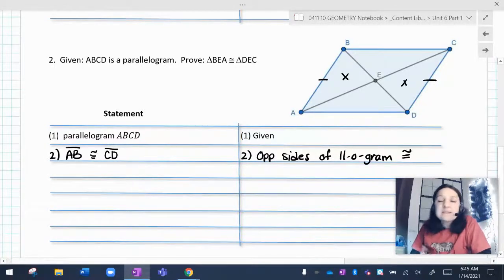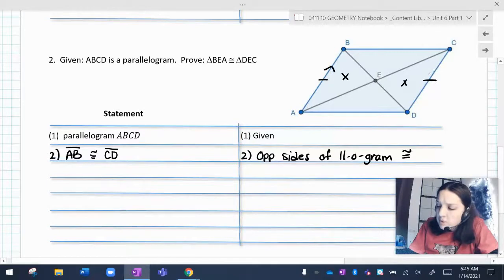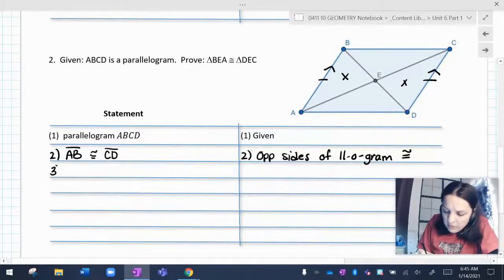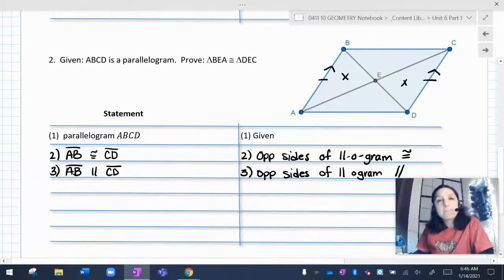Now, there's like 6 different things I could do next, but I'm going to go somewhere that I just feel like going so I can teach you something. One of the other things that we know about parallelograms is not only are their opposite sides congruent, but their opposite sides are parallel. So I'm going to say that too. AB is parallel to CD because opposite sides of a parallelogram are parallel.